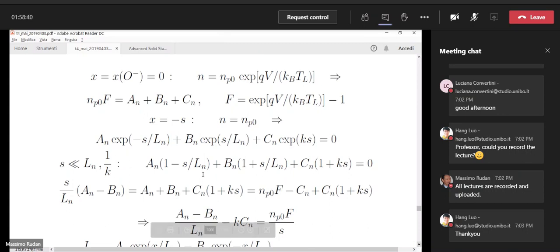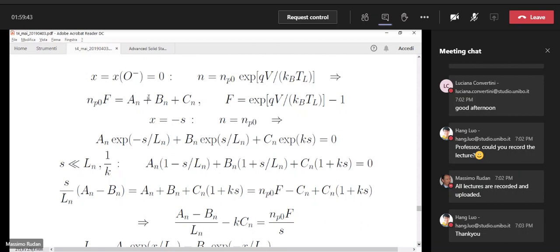So number one, we impose the boundary condition at 0. You remember 0 corresponds to 0 minus, and 0 minus is the edge of the space charge region on the p side. So the value of the electron concentration at that point is given by the Shockley boundary condition at 0 minus. And this boundary condition, as you remember, is n equal to np0 exponential of qV over kT. So by replacing this, we find a relation in which we have the usual term f, that is the exponential of qV over kT minus 1.